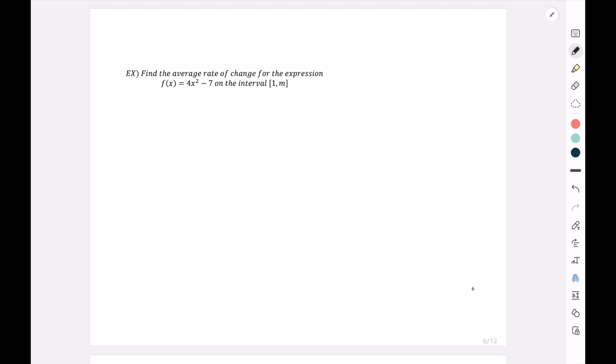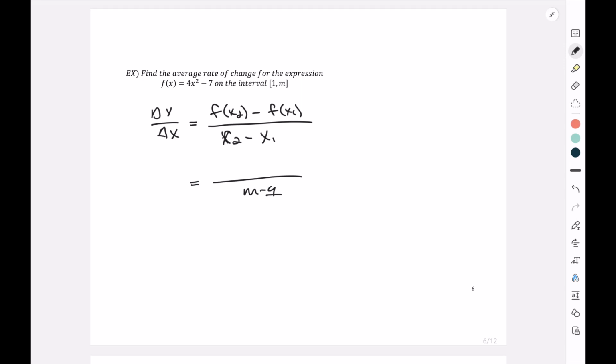So if we plug in on the interval for 1 and m, we have the change in y over the change in x. If we plug in the values that we have, we are going to see that we have an m minus 1 on the bottom, and then in parentheses 4m squared minus 7. Another set of parentheses, we're going to have 4 in parentheses 1 squared minus 7. In the top, we're just going to get 4m squared minus 7 minus a negative 3 all over m minus 1.